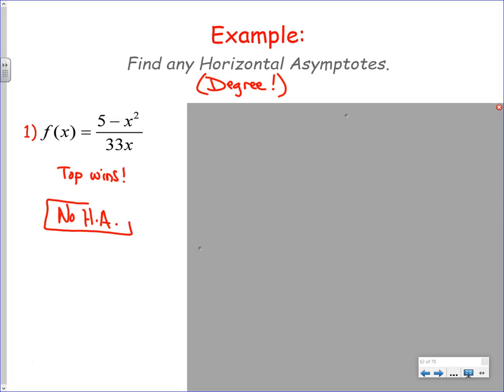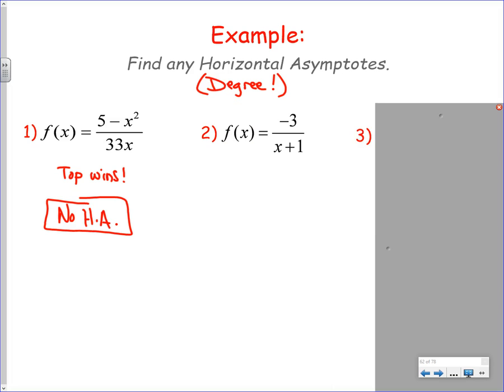From the notes that you just took, number 1, if the top wins, what do we say? No horizontal asymptote. As easy as that. What's different in number 2? Oh wait, the bottom one. Because the bottom's degree is 1, the top's degree is 0. Michael, what's going on with you a little bit? Don't worry. When you write down number 2, you're okay. I want you guys to write bottom wins.